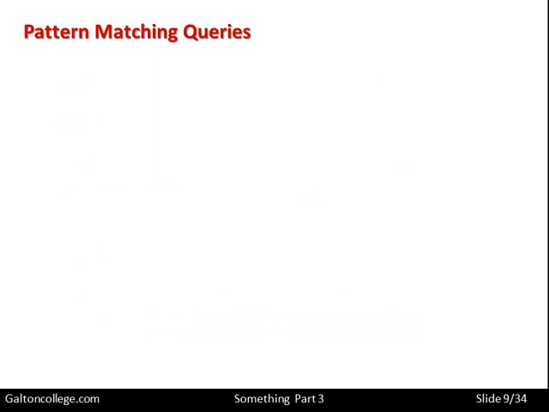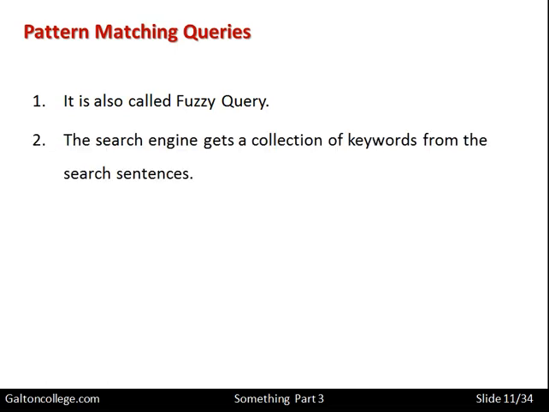So we have this idea also of pattern matching queries. This is also called fuzzy queries or fuzzy logic. Sometimes we can just type in what we're interested in and the search engines try to work out what's meant by the statement. It could be the statements are vague, but the search engines try to make the most of them.